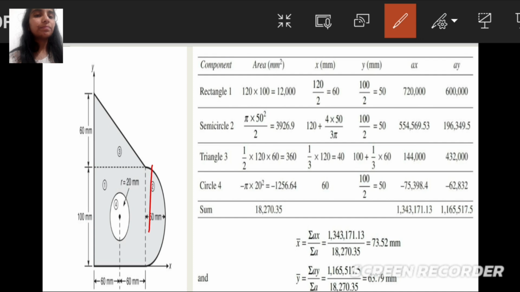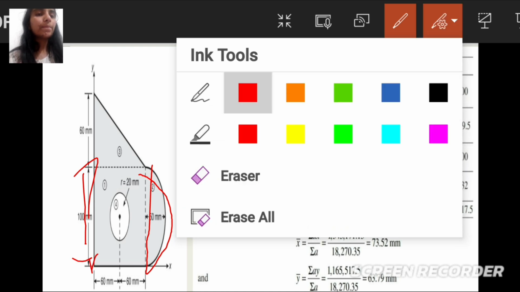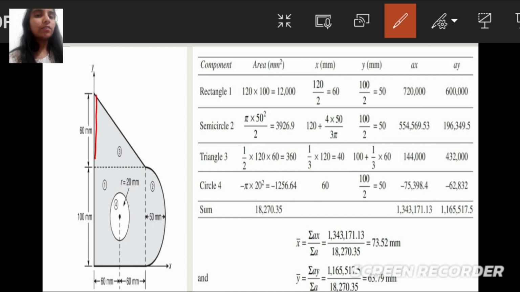We get 100 divided by 2, we get 50. In the triangle we get 100 plus 1 by 3 into 60. And the centroidal distance of y-axis in the circle will be 100 divided by 2, that we will get as 50. Now let us find out the moment of area about x-axis and the moment of area about y-axis.